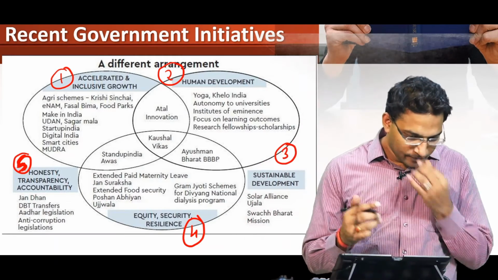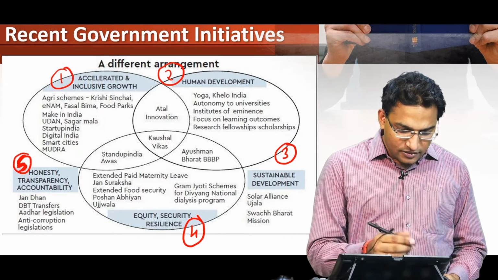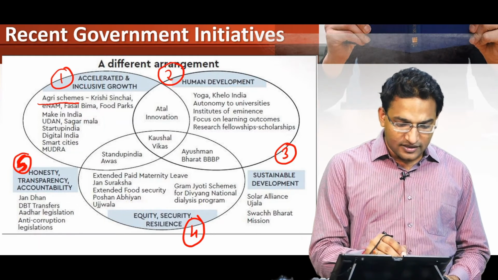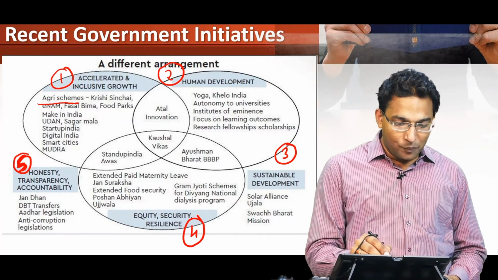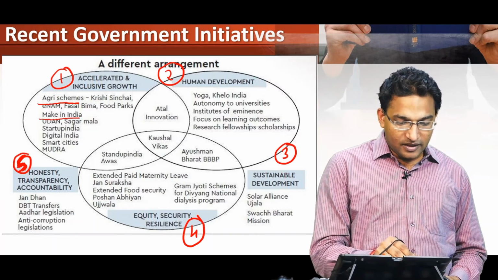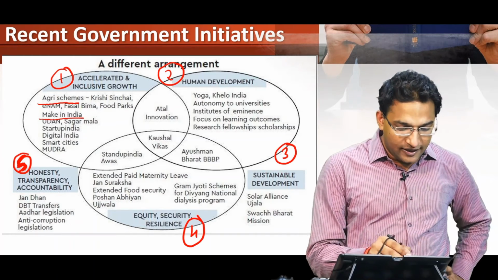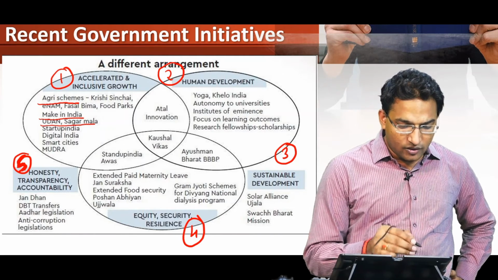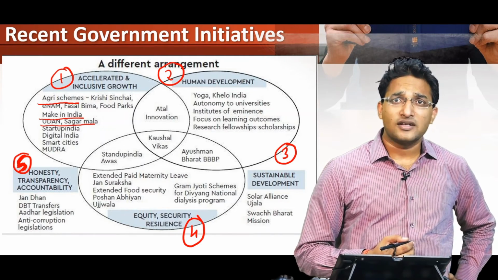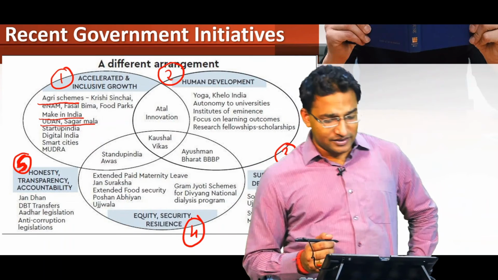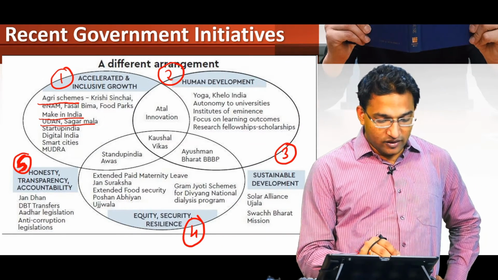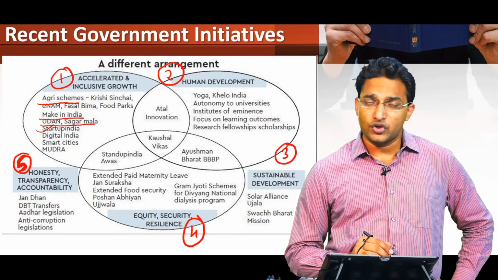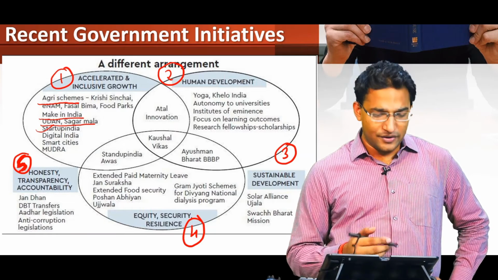So what are the inclusive growth initiatives? Regarding the agriculture sector, we have various schemes: Krishi Sinchai scheme, ENAM, Fasal Bima scheme, food parks. In the manufacturing sector, we have Make in India. For the infrastructure, we have Udan and Sagarmala, which are focusing on civil aviation and port-based infrastructure. We have Startup India, Digital India, Startup India for providing entrepreneurship opportunities so that jobs can also be generated.